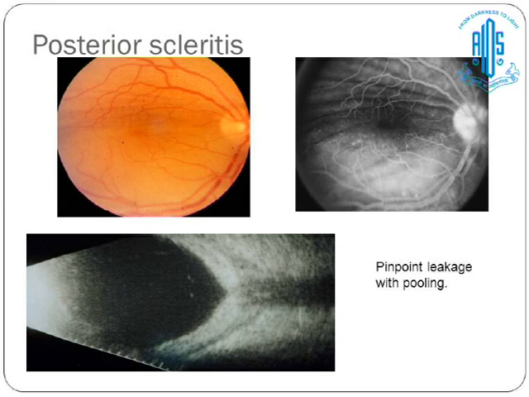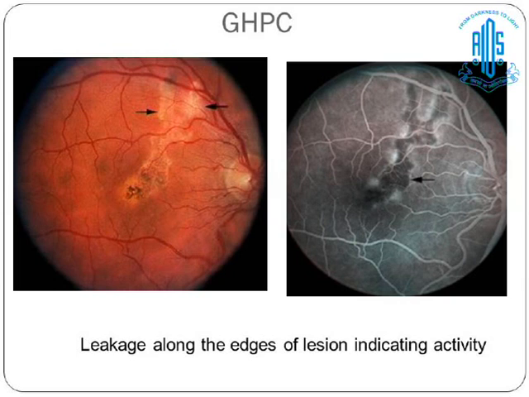Similarly, in posterior scleritis, we can see the typical T sign, and there are choroidal folds, and pinpoint leaks with pooling in the inferior area where there is an exudative RD. So we can see the pinpoint leaks with inferior pooling. In GHPC, we can see areas of leakage along the edges of the lesion, which indicates activity. So in the fundus photo it may appear to be an innocuous lesion, but if you do angiography, we can see the leakage along the edges.